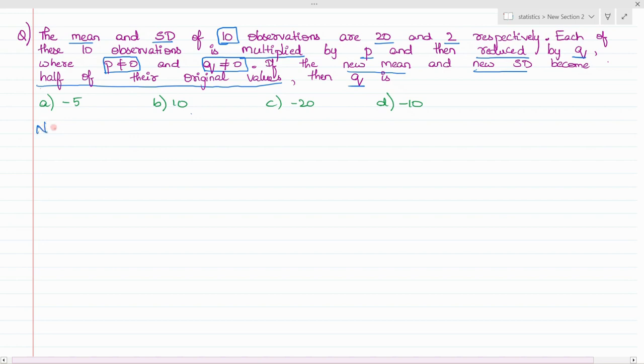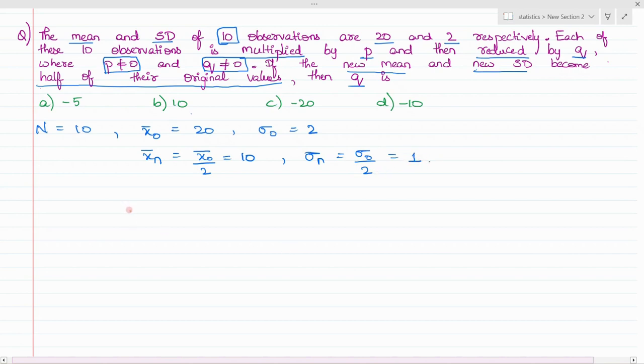So there are 10 observations and original mean is 20 and original standard deviation is 2. And the new mean is said to be half of the original value, that is half of the 20 will be 10. Similarly, new standard deviation will be original upon 2. So it becomes 1.